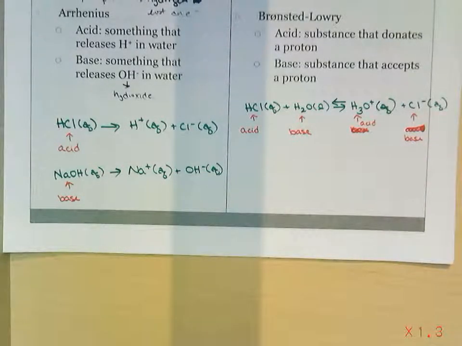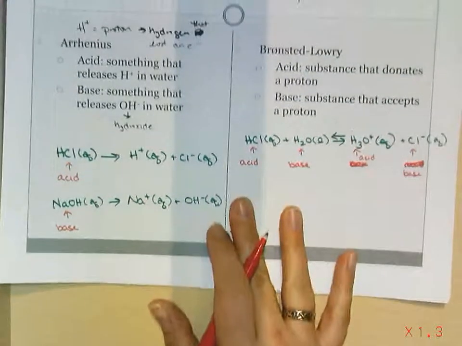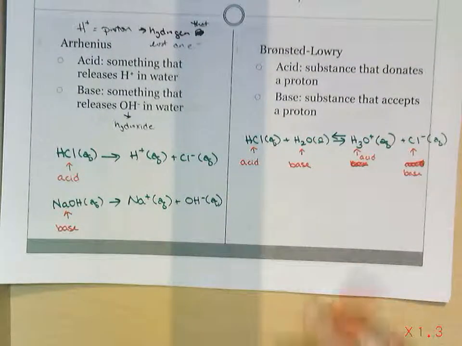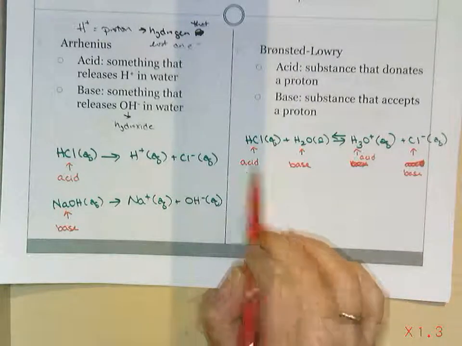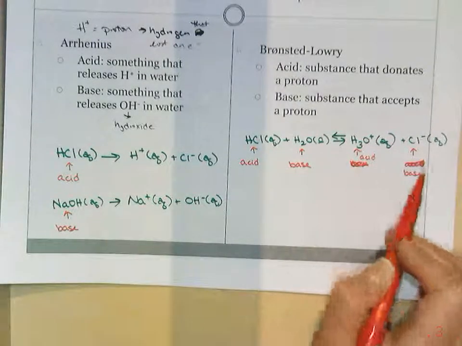So when we use our Bronsted-Lowry definitions, there's going to be an acid and a base on the reactant side and an acid and base on the product side, and they're going to be opposites.